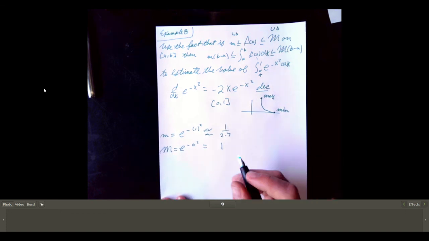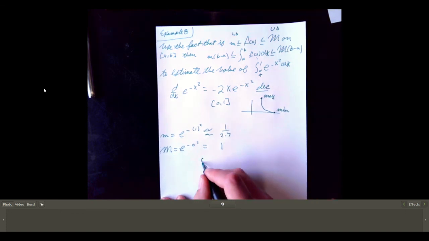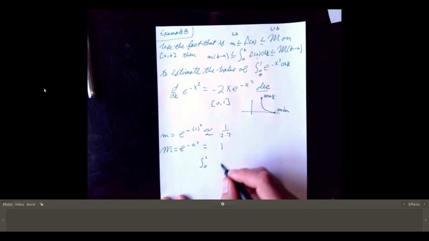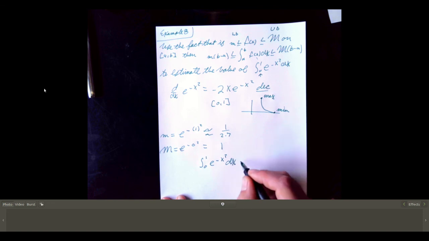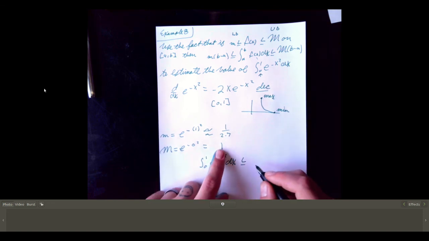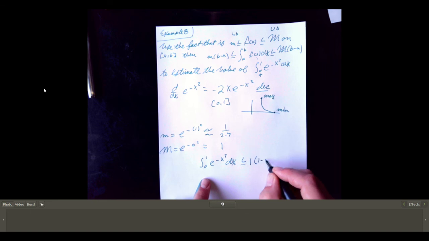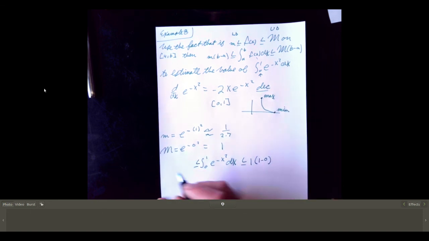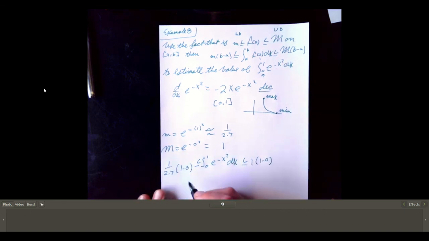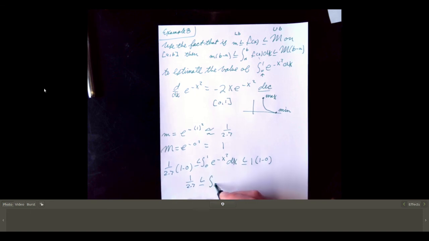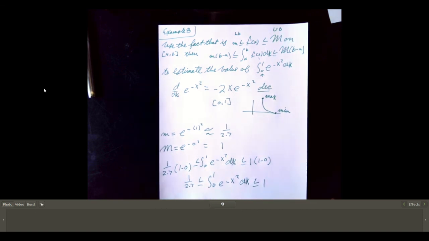So what this says is that the integral from 0 to 1 of e to the negative x squared dx is bounded from above by 1 times 1 minus 0, and bounded from below by 1 over 2.7 times 1 minus 0. So 1 over 2.7 is less than or equal to the integral from 0 to 1 of e to the negative x squared dx, which is less than or equal to 1.